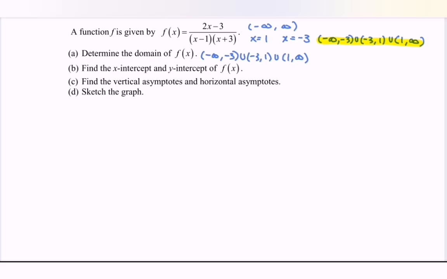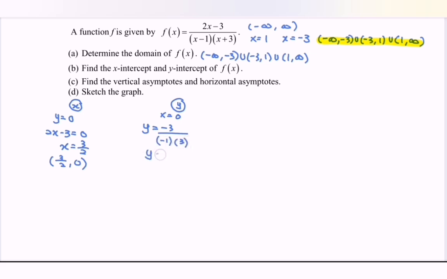Continue. Find the x and y intercepts for the function f(x). So here we have the x-intercept and also the y-intercept. In order to find the x-intercept, y equals 0. So 2x - 3 equals 0, x will be equal to 3 over 2. So we have the point (3/2, 0). In order to find the y-intercept, x equals 0. So we have y equals negative 3 over negative 1 multiplied with 3. Finally, y will be equal to 1. The coordinate will be (0, 1).